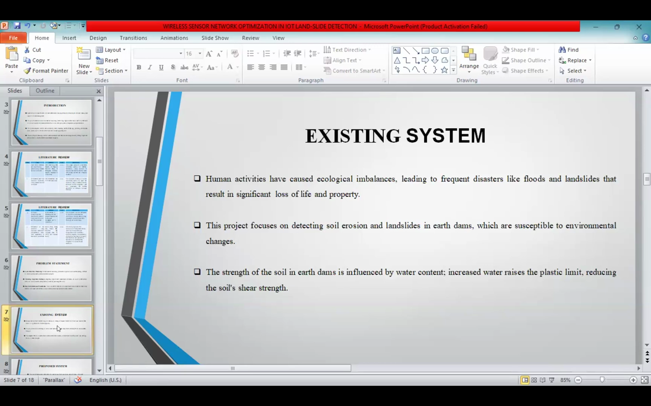Human activities have a causal relationship with landslides that result in significant loss of life and property. So this project focuses on the detection of soil erosion and landslides in earth dams, which are subject to environmental changes. In the dam, the earth is influenced by water content. Increased water raises the plastic limit, reducing the soil shear strength.